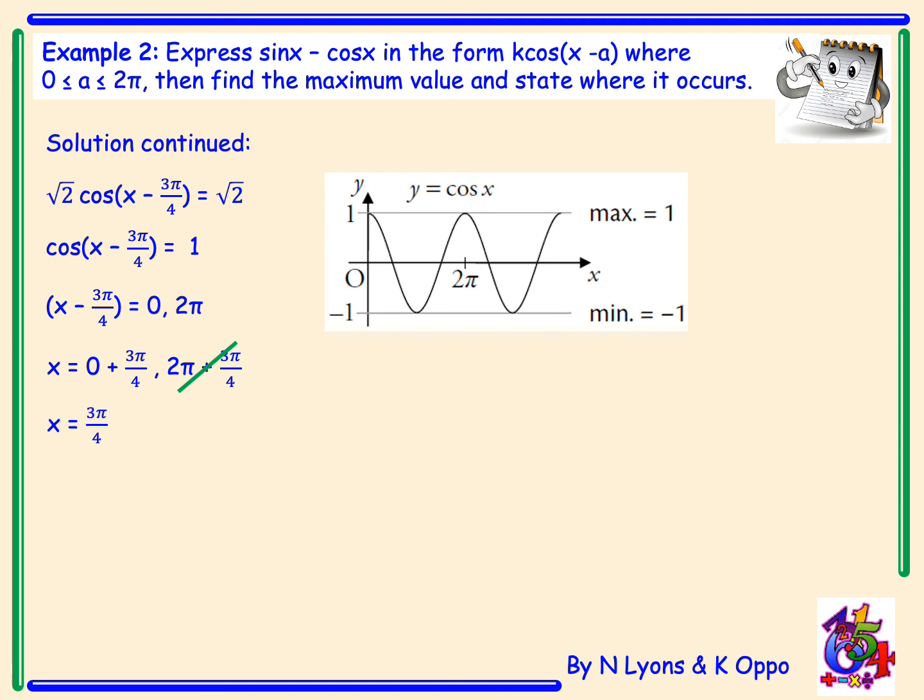Therefore, we can clearly see our maximum value occurs when x is 3 pi over 4. So our maximum value of root 2 applies when x is 3 pi over 4. And we need to state this clearly as a coordinate point, the maximum value being (3 pi over 4, root 2).